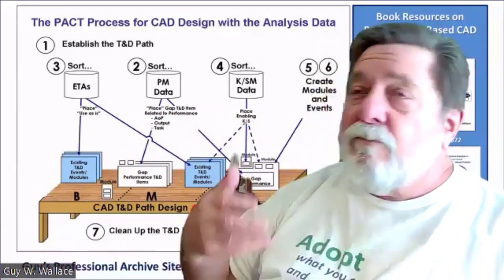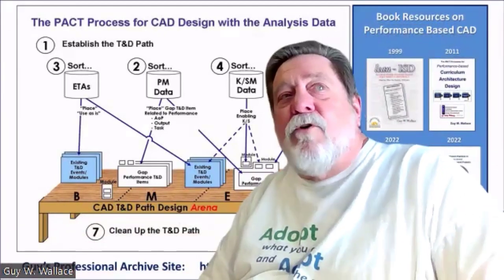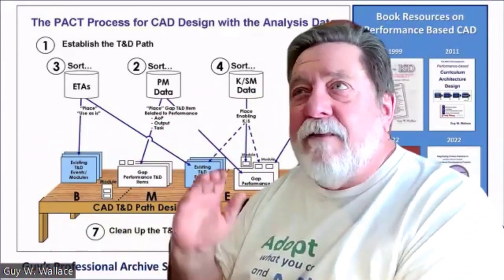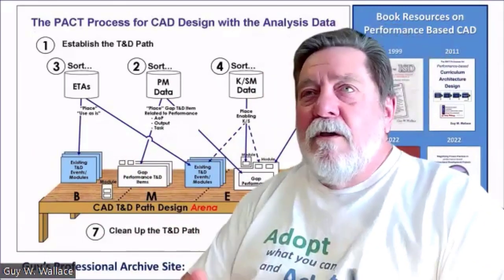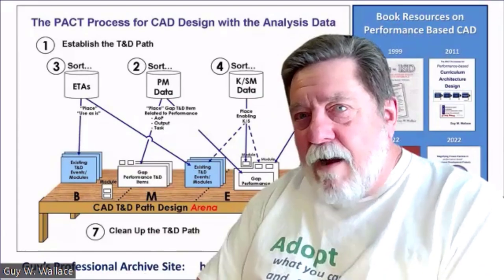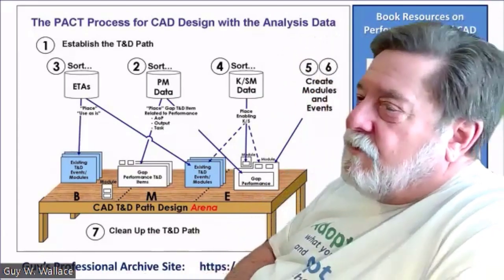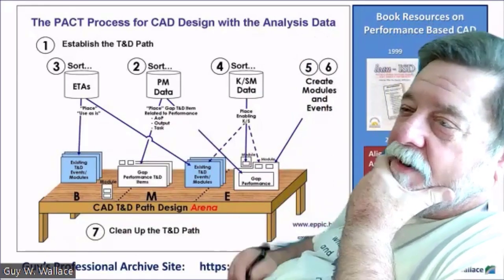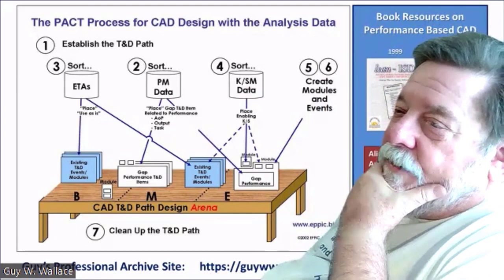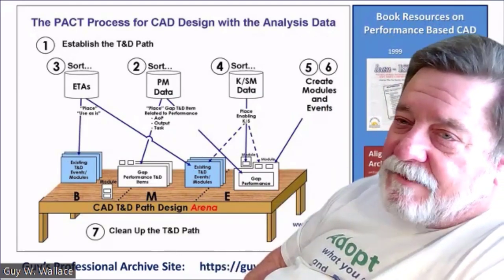because of how we were rushed before, or it just didn't come to mind, or somebody told a story and that reminded me of that policy that I violated 10 years ago and got in trouble for. So now is the time to try to recover from what's missing. And that takes you through step 6. You create the modules and then you create the events. And then step 7 is cleaning up the path.